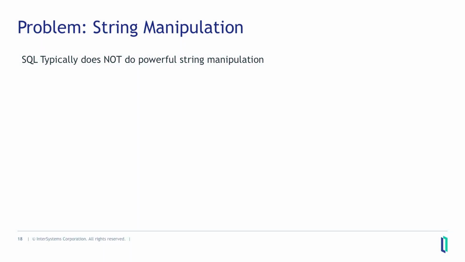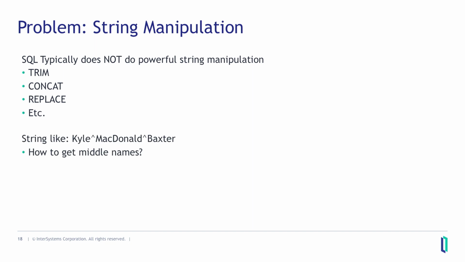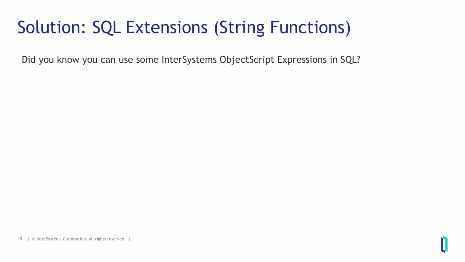I'm going to show off a handful of things here. So problem number one, string manipulation. SQL was not written with powerful string manipulation. You have some functions here, but it doesn't do a lot, and it's not what SQL is for, by the way. So if you had a string like this is my real name. If you want to dox me on the internet, you can find out who I am. How would you pull my middle name out? Does anyone actually know a good way to do this?